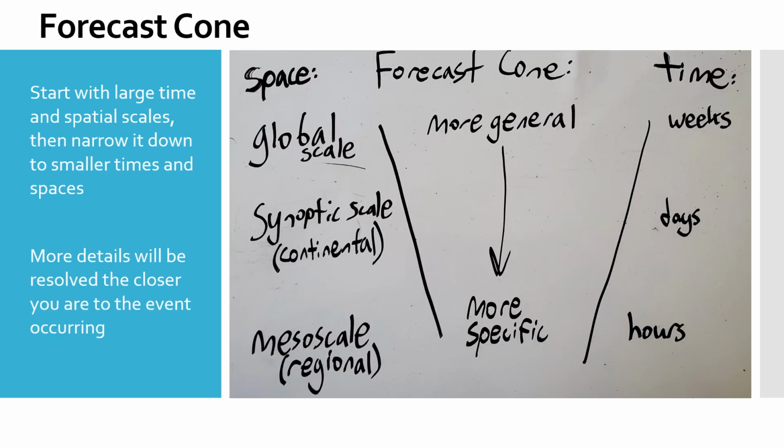Quickly recall our forecast cone method, which starts with more broad or more general spatial and temporal, or time, scales, and then gets more specific as more details are understood closer to the event. This gives the forecast cone its shape, and it will be our guide for understanding how to forecast severe thunderstorms.